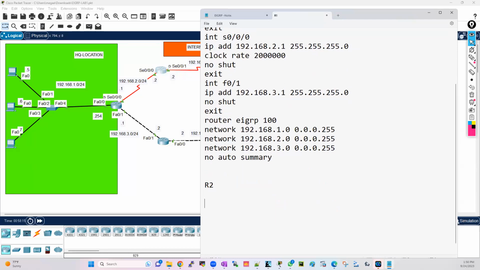Okay, in router 2, we do enable. And then config T. And what again? So we do hostname, which is router 2. We click enter, and what again? Interface. Interface what? Router 2, we have two serial interfaces.